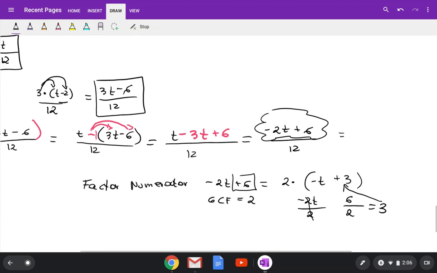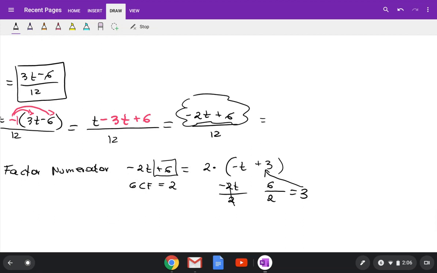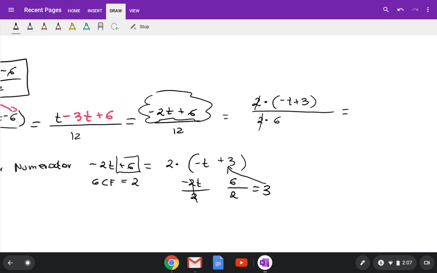So that negative 2t plus 6 can be rewritten as 2 times negative t plus 3, and 12 is the same as 2 times 6. So now you guys can cancel. You have 2 on the top and 2 on the bottom. So reduce that fraction and we'll end up with negative t plus 3 over 6. And that will be our final answer.